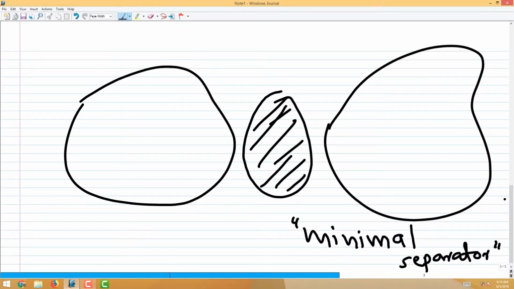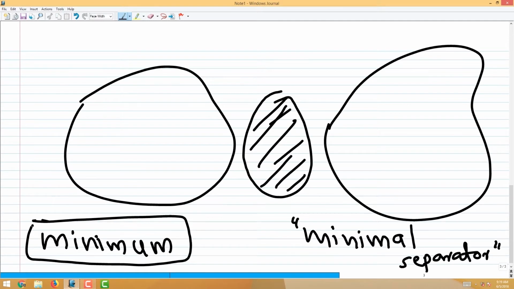That means if you want to disconnect the graph, you have to remove all of these things. You cannot remove a part of it and get it separated. There will still be connections between the 2 parts. When I say minimum, it is by number, right? It should be the smallest, right? Minimal need not be minimum.